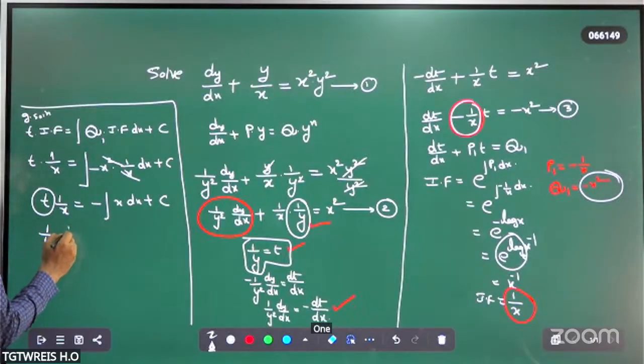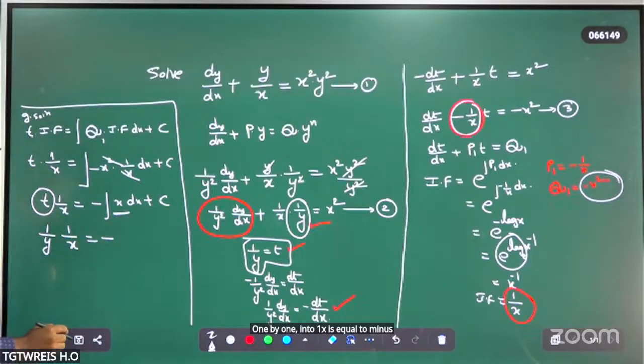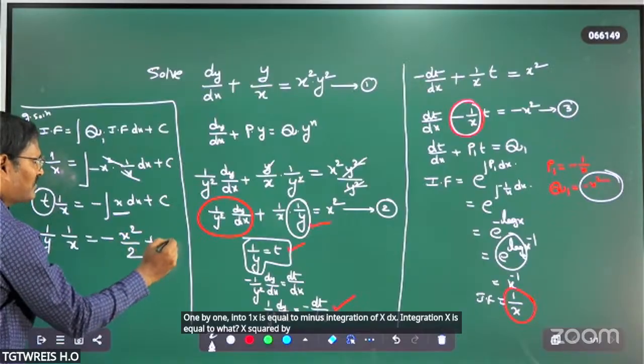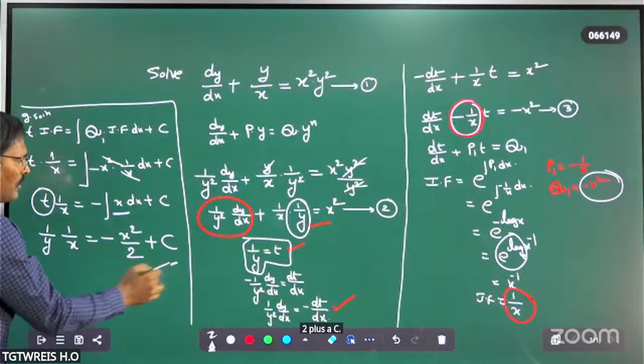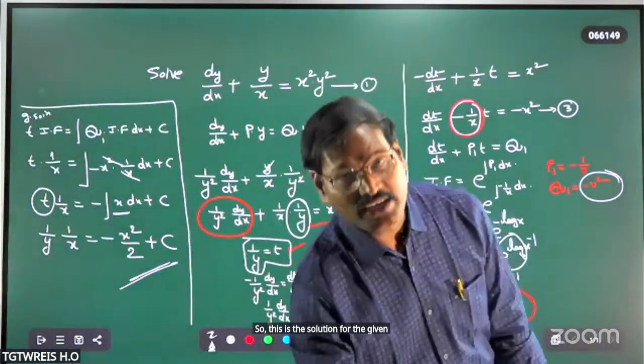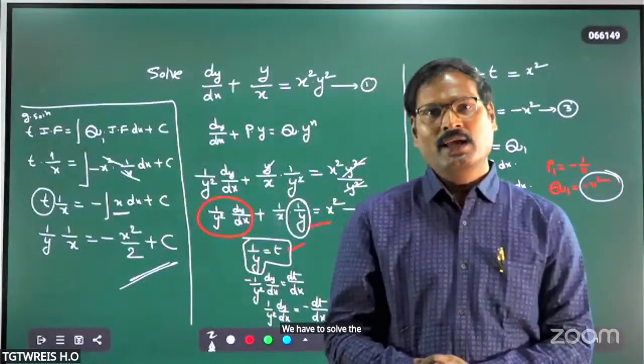1 by y into 1 by x is equal to minus integration of x dx. Integration of x is equal to what? X square by 2 plus C. So this is the solution for the given Bernoulli's differential equation. Like this, we have to solve the Bernoulli's differential equation.